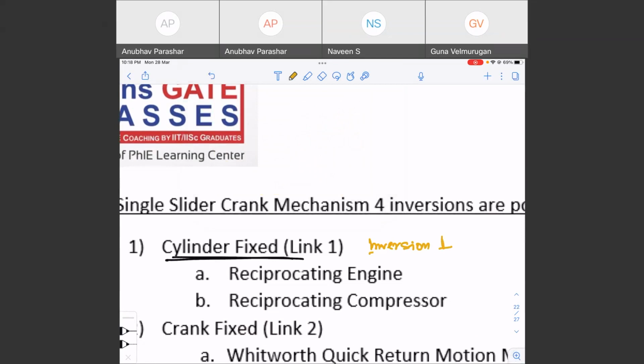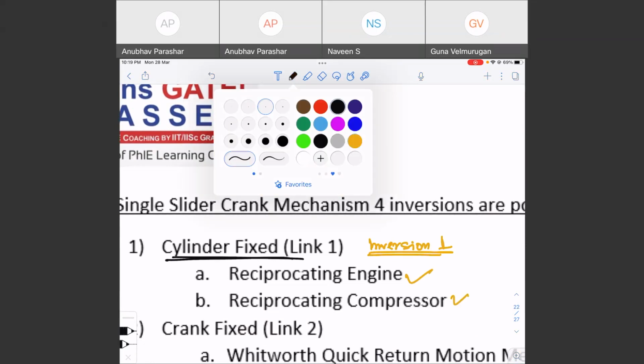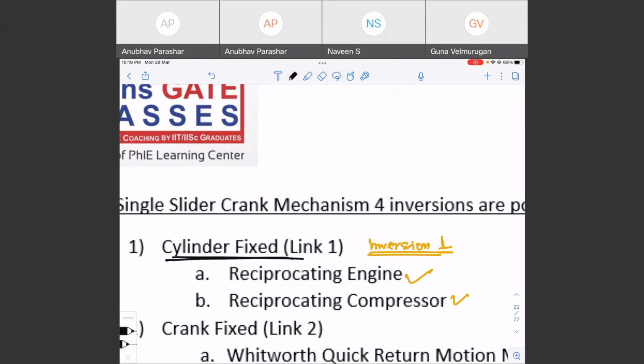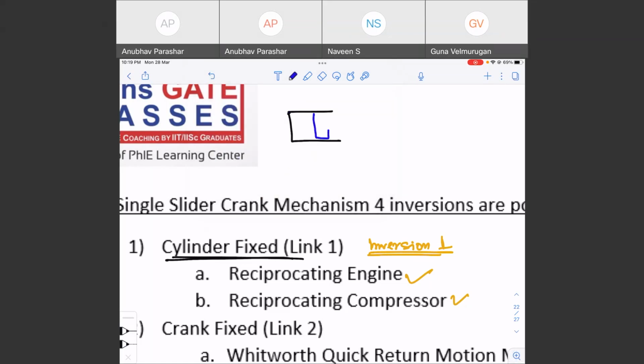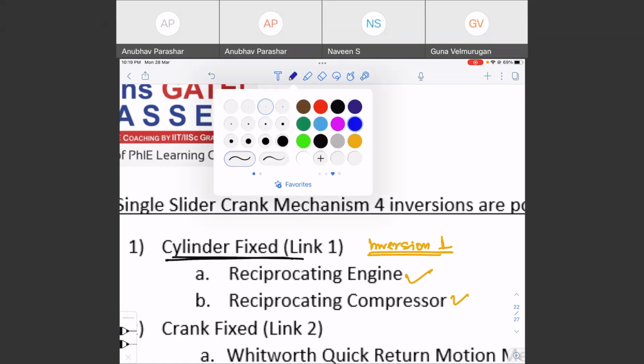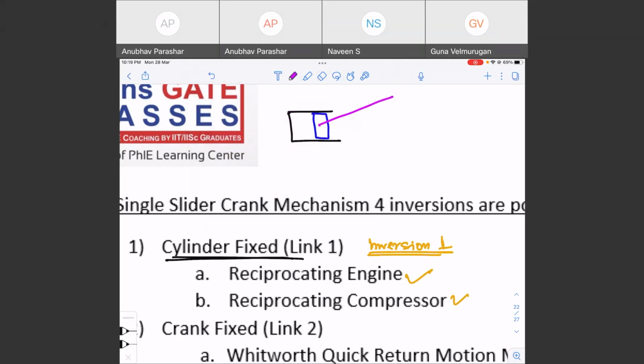Inversion 1. So you have one mechanism. When you put this mechanism to use, you can obtain 2 types of machines, either reciprocating engine or reciprocating compressor. For example, this is the simplest example. All of us know about this. This is the cylinder, and inside the cylinder you have the piston, and on the piston there is a connecting rod, and on the connecting rod there is the crank, right?